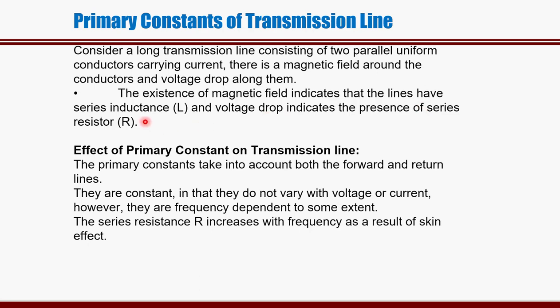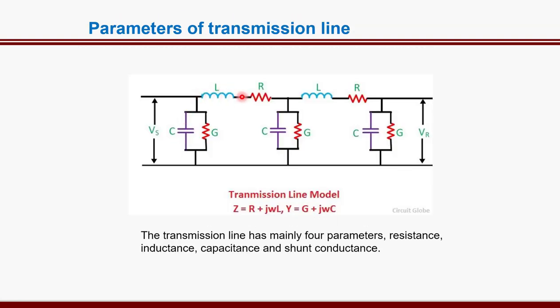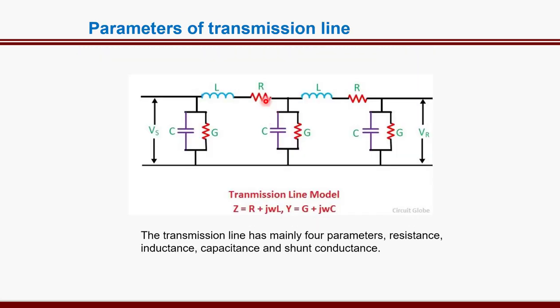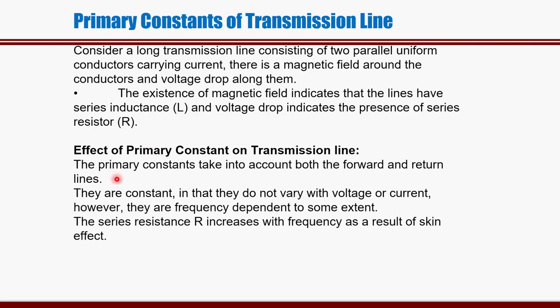Whenever we transmit current through the wires, a magnetic field is generated by Faraday's law. We know that. And as a magnetic field is generated, there should be some kind of inductance present, and that is known as series inductance L. So in this diagram, L is shown in series, and there is a voltage drop. This means there is a presence of resistance. So these are the series parameters: inductance and resistance.